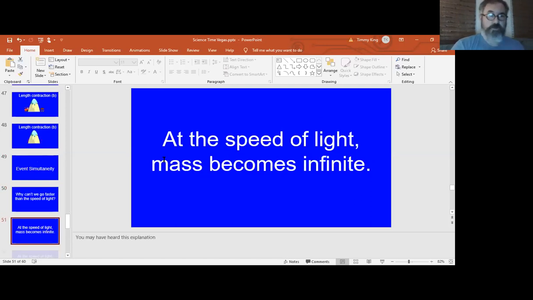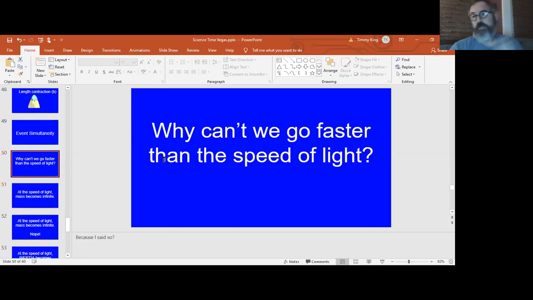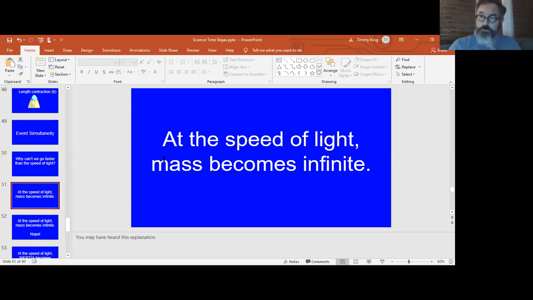So the final thing that I want to touch on is the question, why can't we go faster than the speed of light? Why does light have a speed limit? One of the things that you might have been told in the past is that at the speed of light, your mass becomes infinite. That's a very common teaching, especially in high school physics. And unfortunately, it makes you think, oh my, my head's going to blow up giant size and I'm going to be this huge monster or something. Completely untrue.